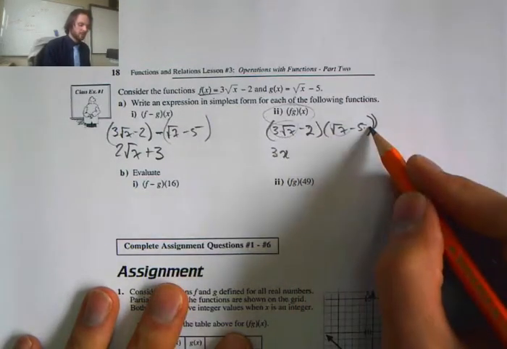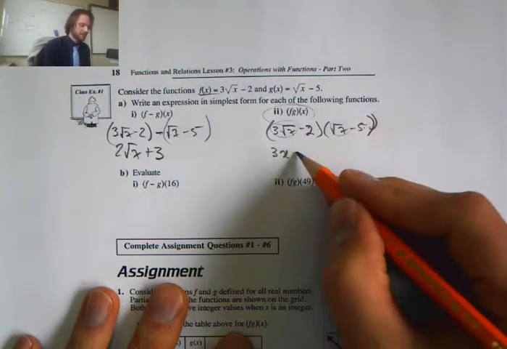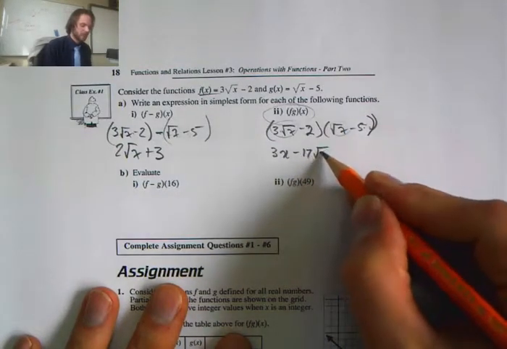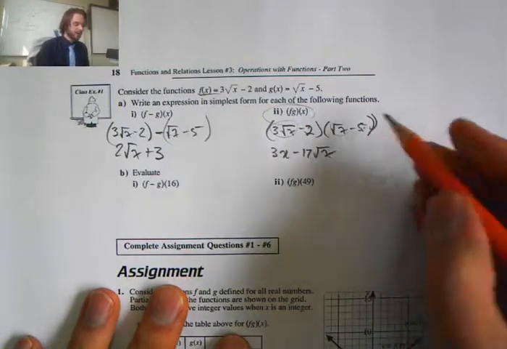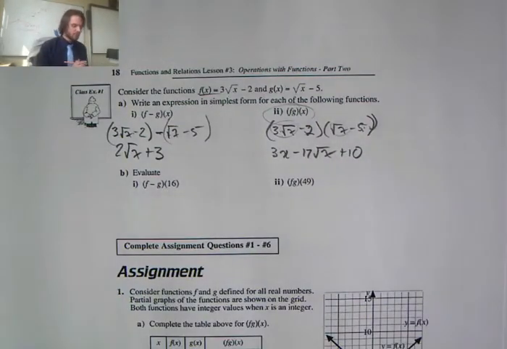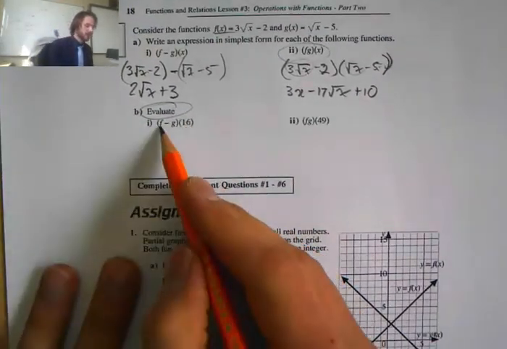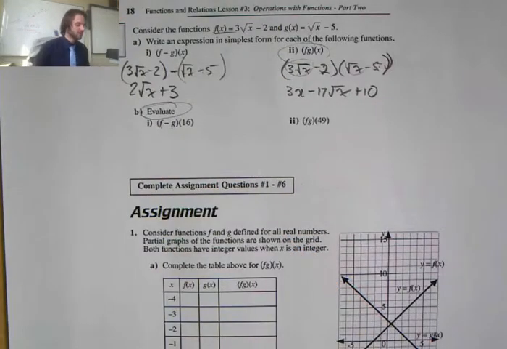Okay? Then we have negative 2 times root x, which will give me negative 2 root x, so that gives me negative 17 root x. Then negative 2 times negative 5 is the same as plus 10. And that's it. Okay? So both are simplified. Now, it wants us to evaluate. So let's evaluate. F minus g at 16.